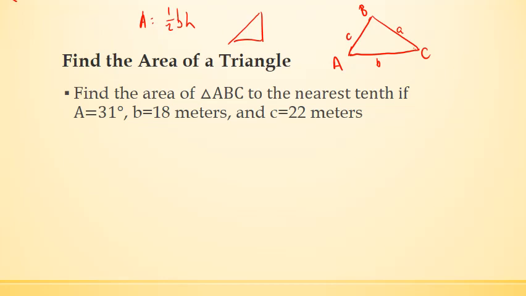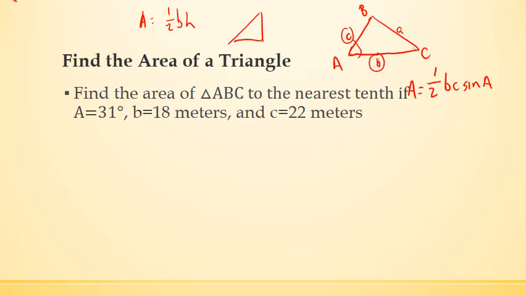Now, if we know two sides and an included angle, so let's say, for instance, we know a measure of this side and this side, and we know this angle, then we can find the area of a triangle, in this case, by using this formula. We can say that 1/2 of side B times side C times the sine of angle A is going to equal the area of that triangle.